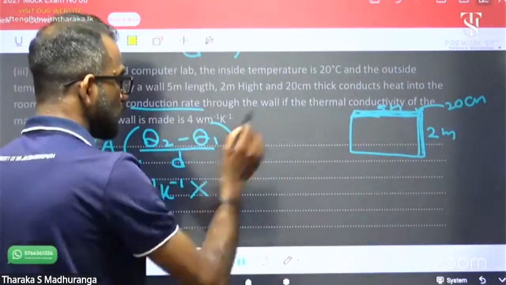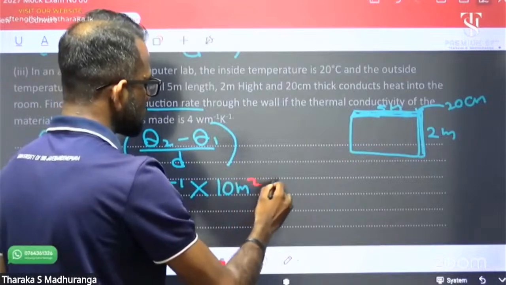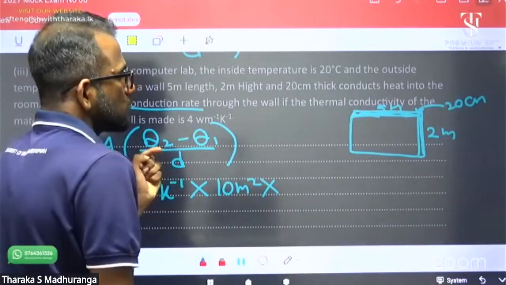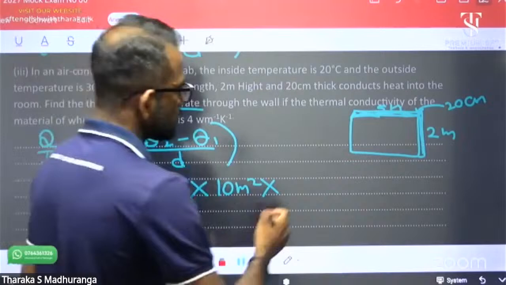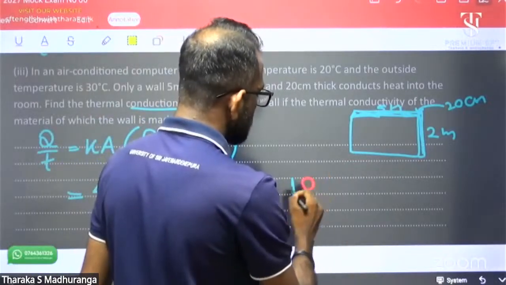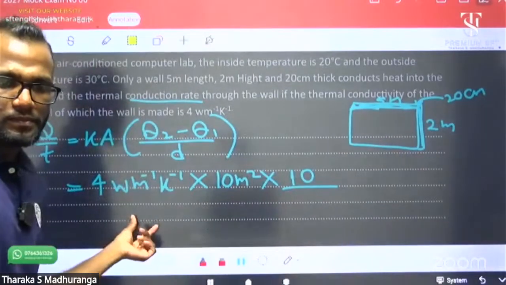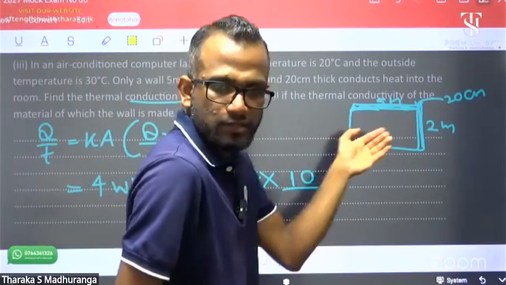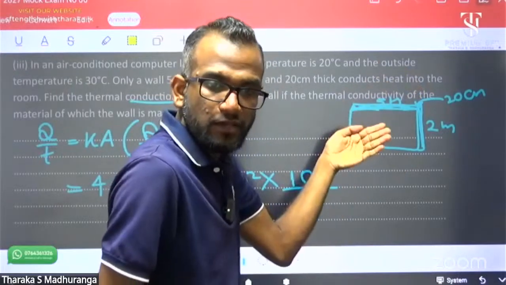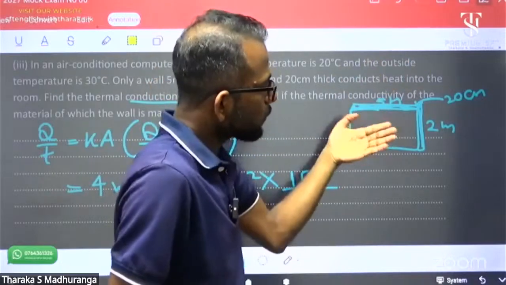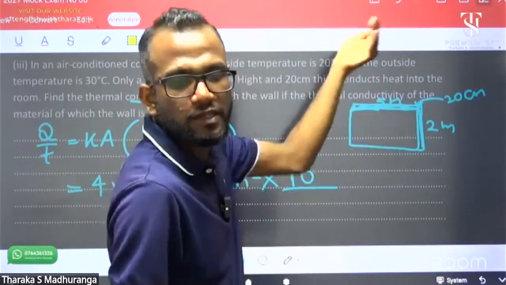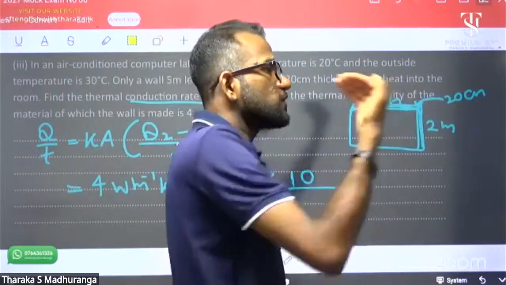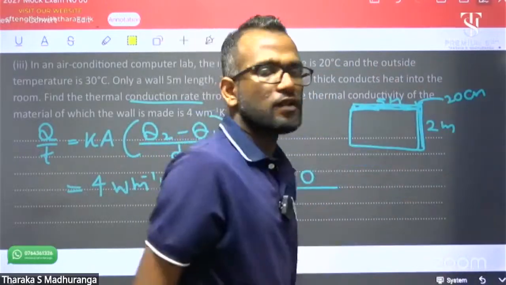5 into 2, it is 10 square meter, into the temperature difference. Inside 20 Celsius due to the air conditioner and outside 30 Celsius, then 30 minus 20, 10 is the temperature difference. Divide by the distance or length of heat conduction. It is the thickness. Outside is 30 Celsius, inside 20 Celsius. Then heat passes through the wall from outside to inside.